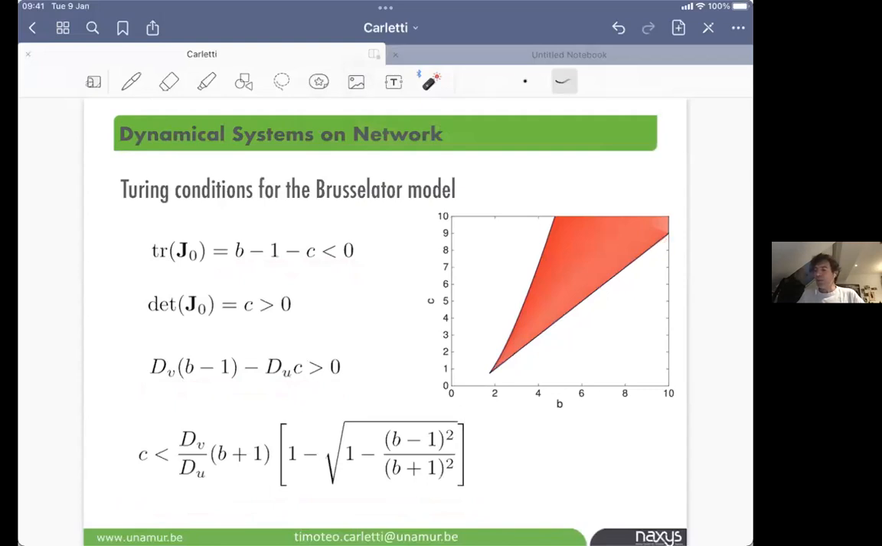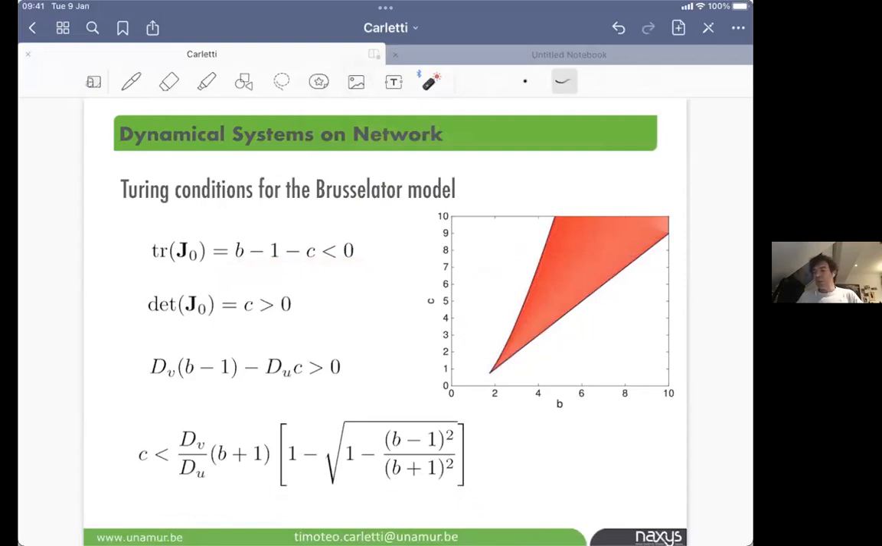So here I'm in the plane b, c. I fix some parameters Du and Dv. I don't remember the exact values. And so in white, you don't have pattern, so you don't have instability, while in red, you have instability. This line here is the line c equal to b minus 1, while this parabola-like line is this part over there. Okay, and now if you take any value of b or c inside, then you will have Turing instability. If you take any value of c and b outside, you will not have Turing instability.